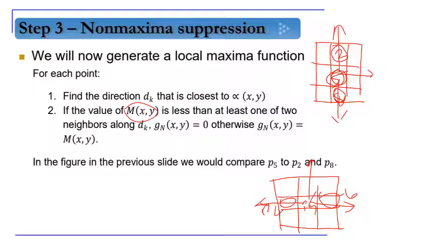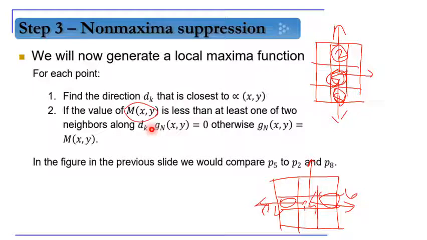Okay, so now after the comparison, what do we have to do? If this value of Mxy is less than at least one of the two neighbors, that means Mxy is not the maximum value, and that means Mxy doesn't represent any edge point.